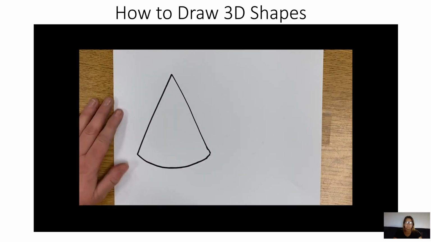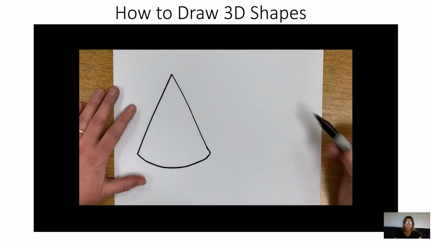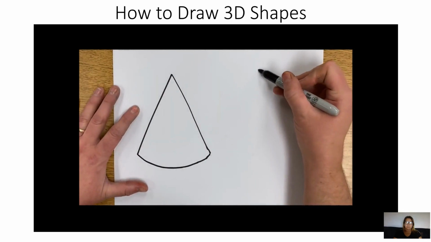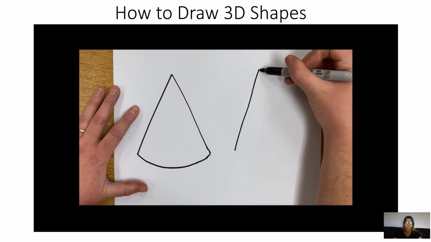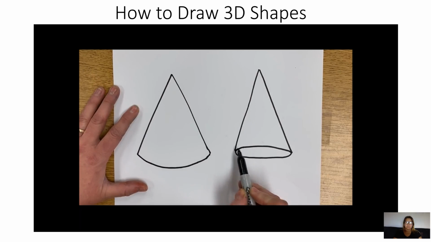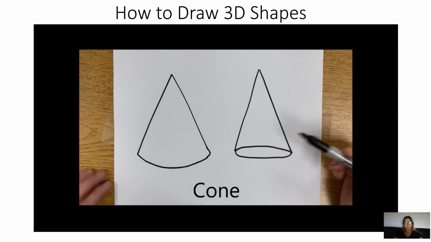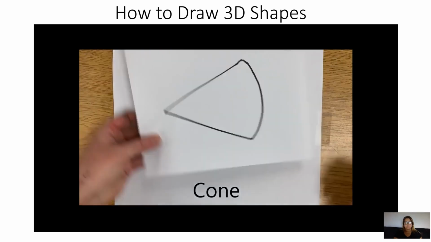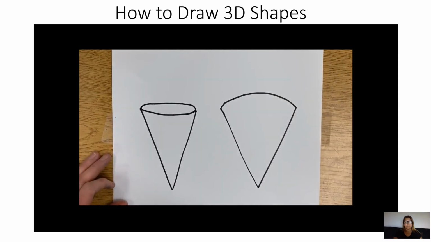If you wanted to make it so that you can see the opening, or a transparent cone, you would start with capital A again. And at the bottom, you would actually draw an oval that connects from one side to the other. Okay, this is like an ice cream cone that's tipped upside down. If I turn it, it looks like an ice cream cone.